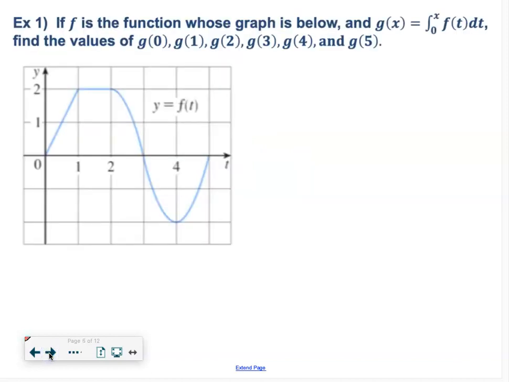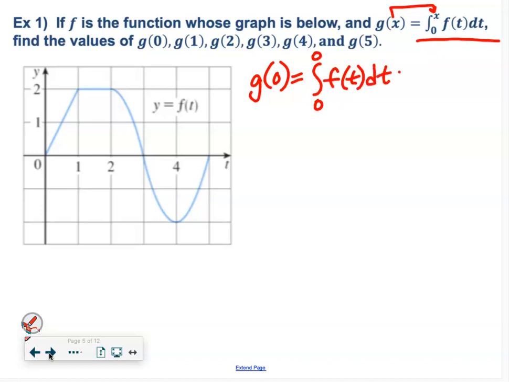Okay, so I have this beautiful function f of t, and G is defined as the integral from 0 to x of f of t dt. So if you have to find G of 0, 1, 2, 3, 4, and 5, I'm going to find G of 0 with you together. G of 0 means you're plugging 0 in for the upper limit of your integral. So G of 0 is the integral from 0 to 0 of f of t dt. And as you learned yesterday, what's the integral from 0 to 0?